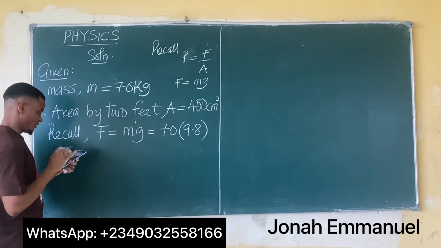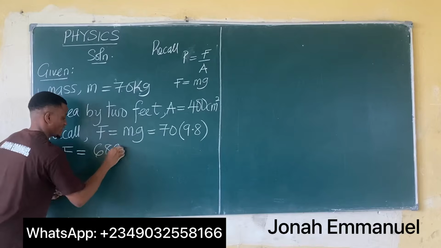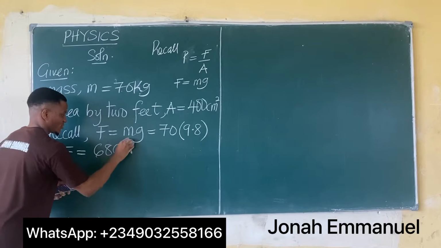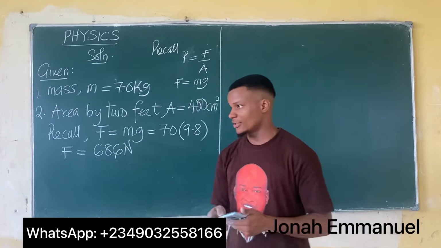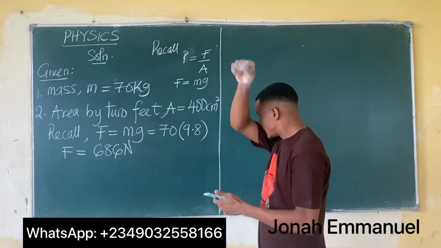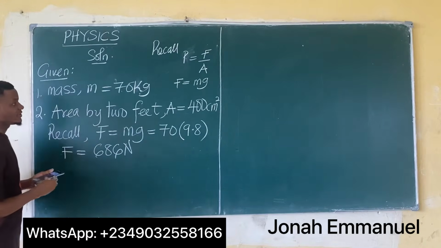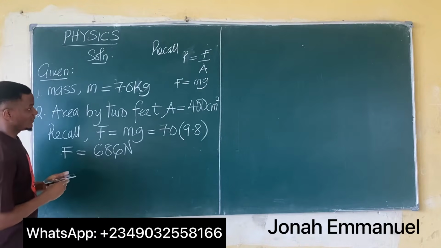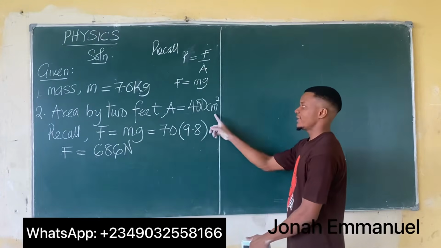Times 9.8, that gives about 686 Newton. Alright, so that means the weight is 686 Newton. So the weight, or its force, is 686 Newton. Now, something else, recall that our area is in cm square.